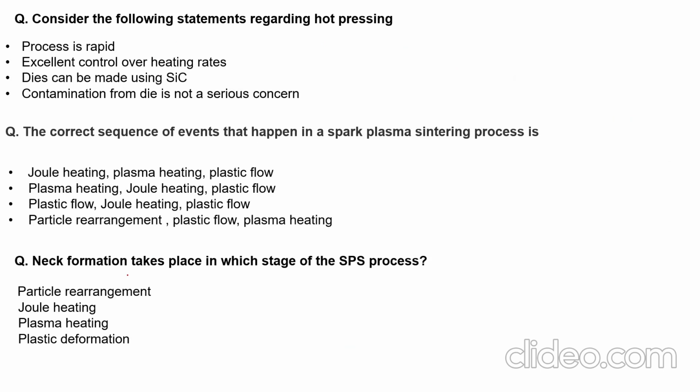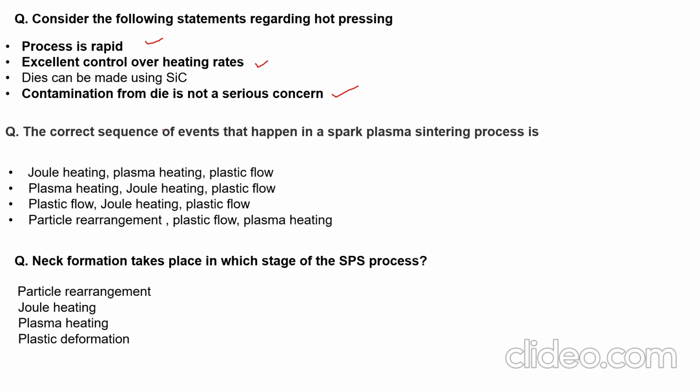Now, the next question says consider the following statements regarding hot pressing. The process is rapid, this is right, and then we have excellent control over heating rates. Dies can be made using silicon carbide. Contamination from the die is not a serious concern. So these are the statements that are correct regarding the hot pressing process.